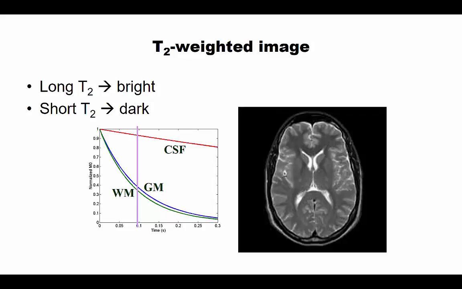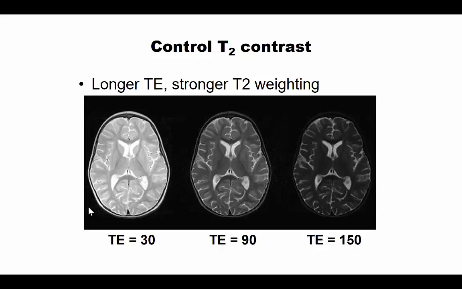Solid parts of white and gray matter have faster relaxation than the CSF area, so if you observe T2 at this time point, CSF has a higher value, so we can get brighter images. You can choose different time points for the best image or information. Among these three images, the middle one, the 90 millisecond image, seems the best for the contrast.